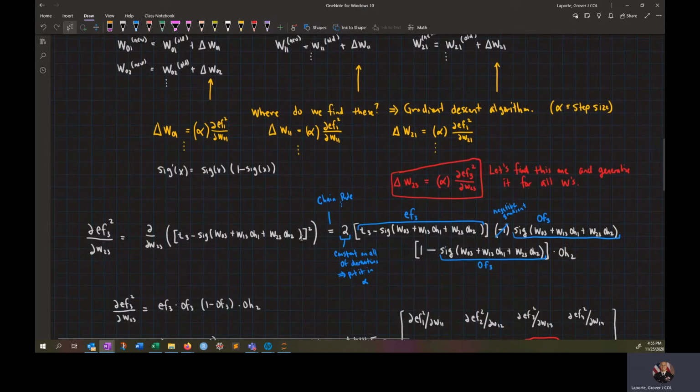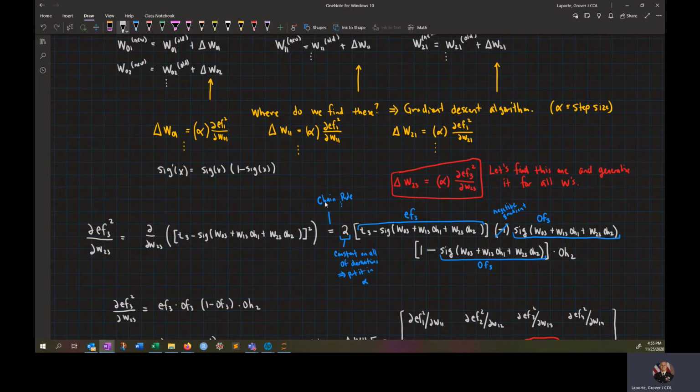All right, so what I've decided to do, and you can see it in red here, is just to find delta W23, and then we'll put that into the matrix and figure out, hopefully very straightforwardly, what to do with all the rest of the W's. That's the idea here.